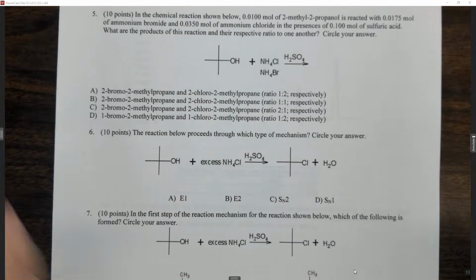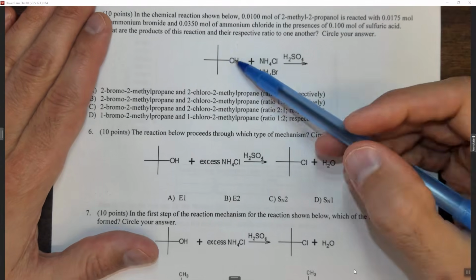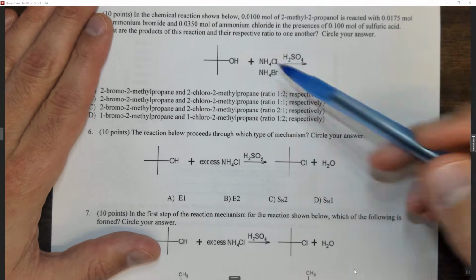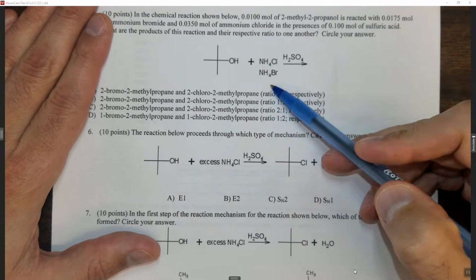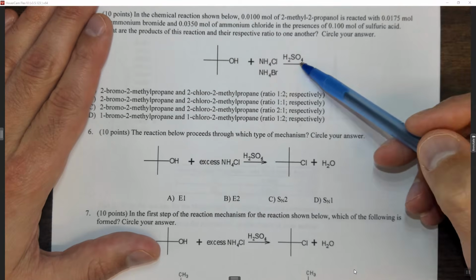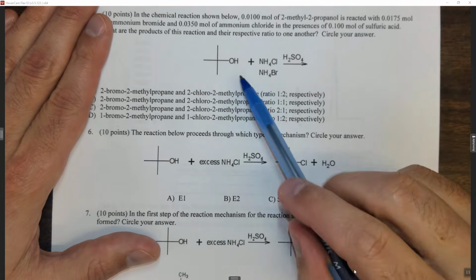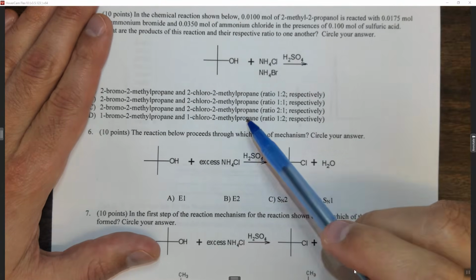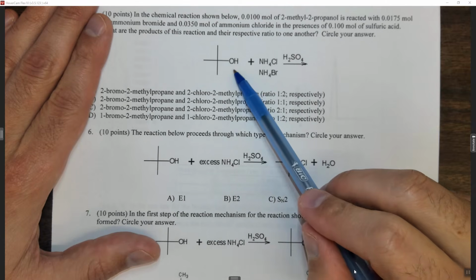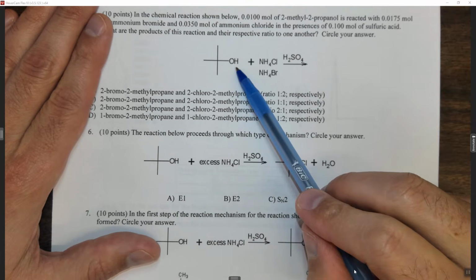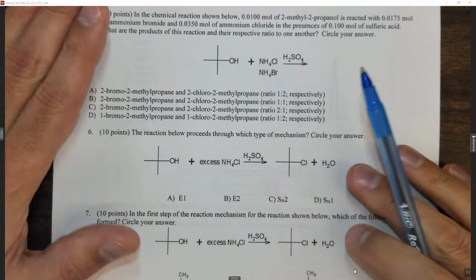Alright, so the next 3 questions are all based on the same reaction. Okay, we have T-pentanol in the presence of ammonium chloride and ammonium bromide and sulfuric acid. And effectively, what we're going to do is we're going to brominate and chlorinate this molecule. Okay, so that's basically what we've got going on.